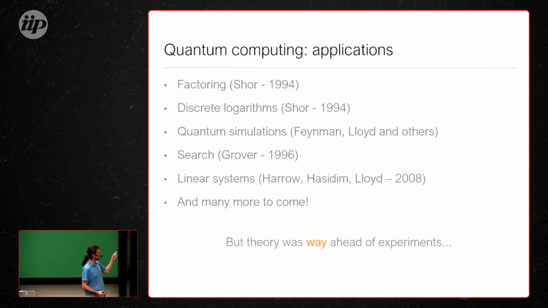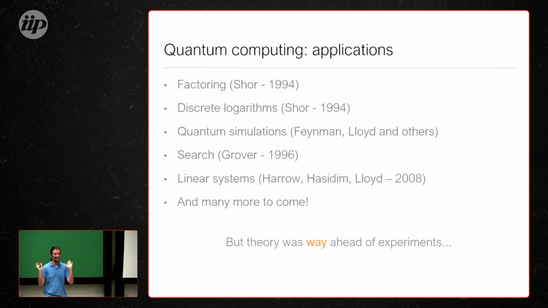And I think it was in 2009 maybe that they factored 15. They showed that it was 3 times 5 with high probability. So at the time, quantum computers were really tiny, because controlling these quantum systems individually is really hard. So this is a very important technological limitation.